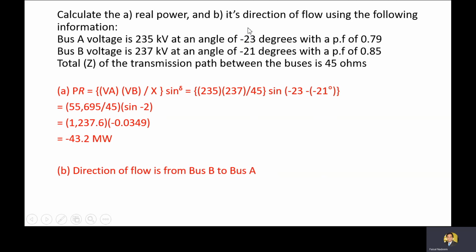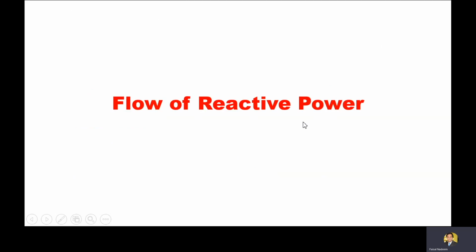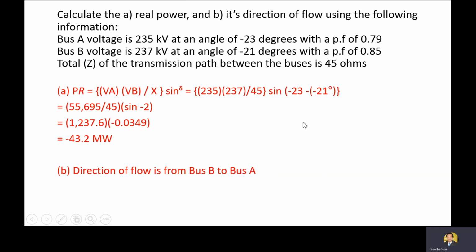If the angle of voltage at bus A is less lagging than angle B, then the flow of the power will be from bus A to bus B. I hope this concept is clear to you.